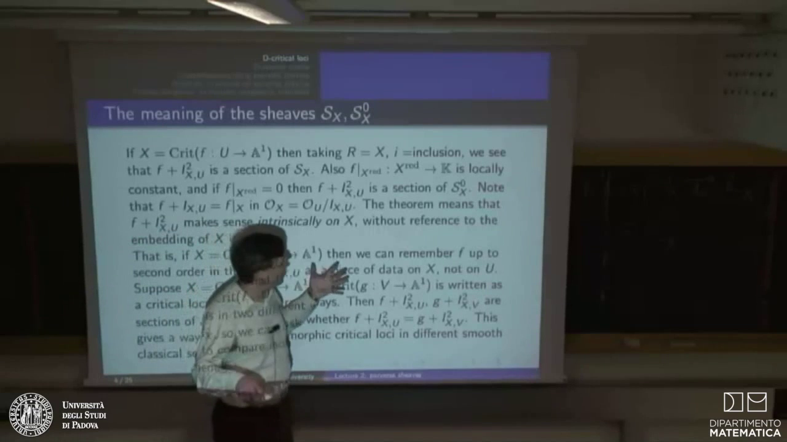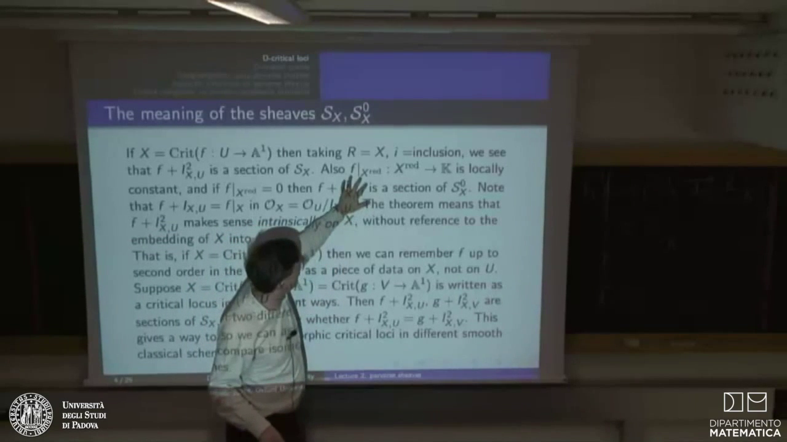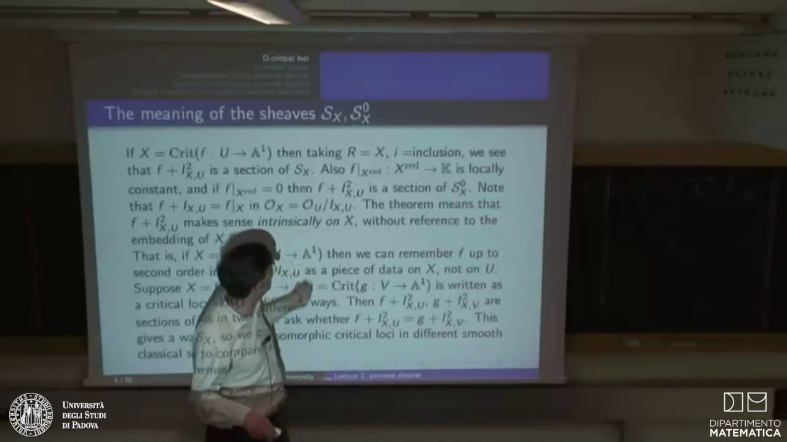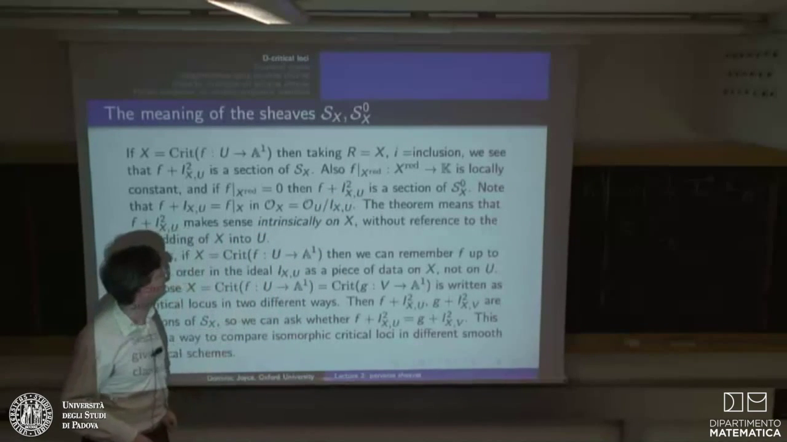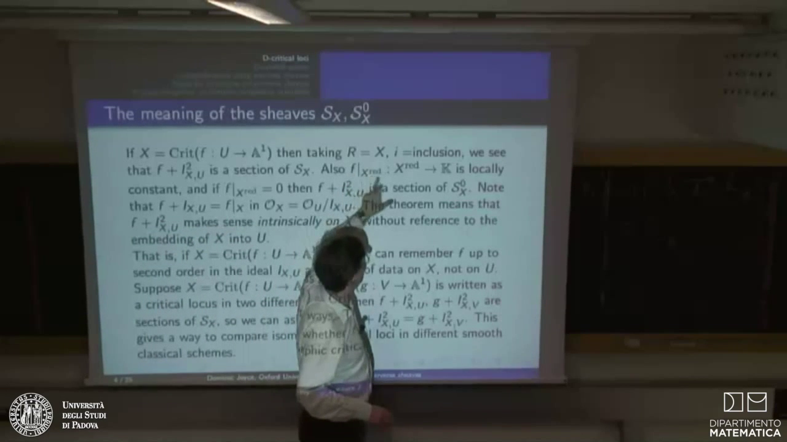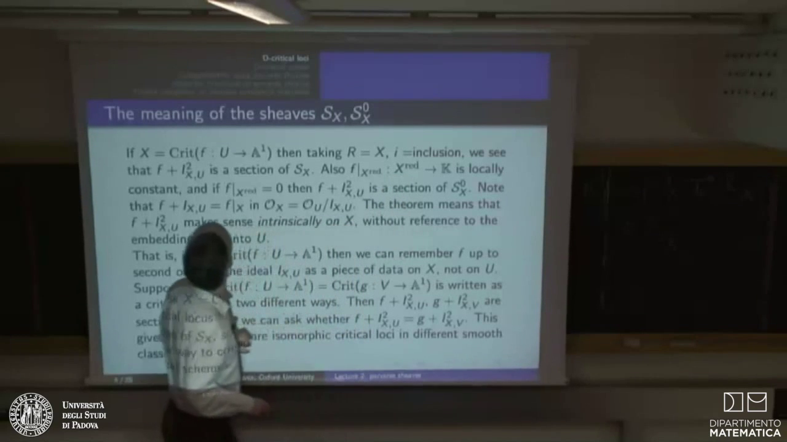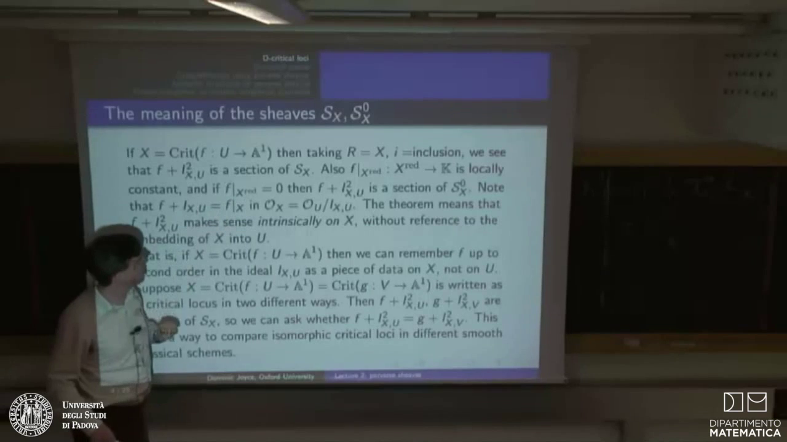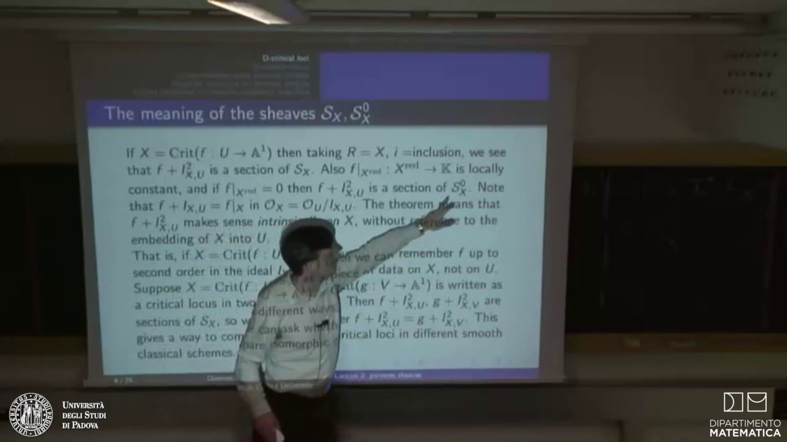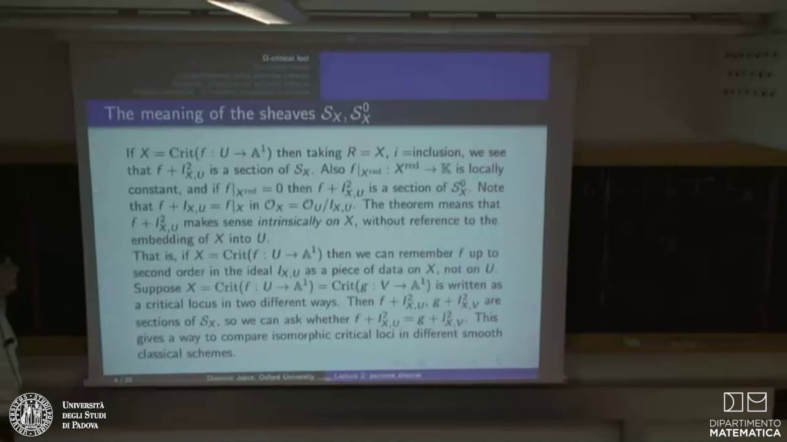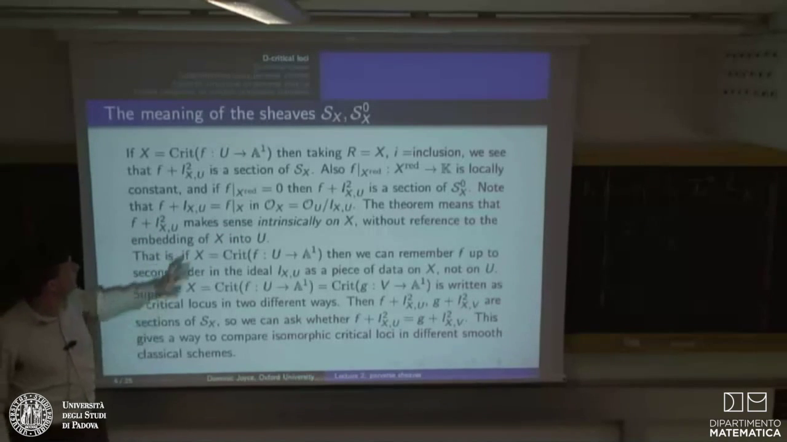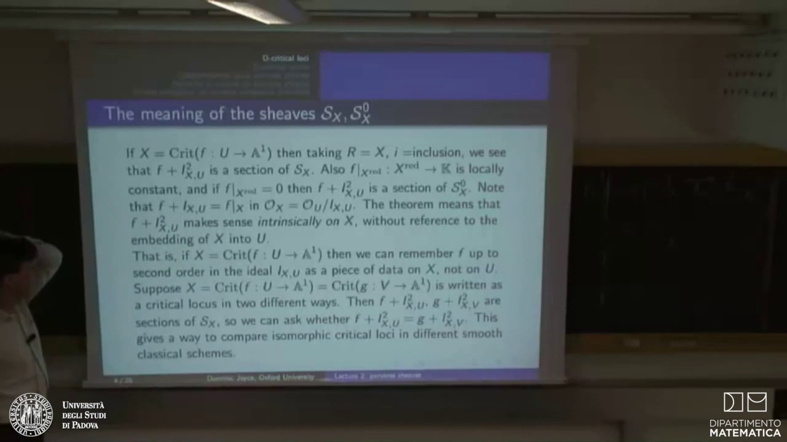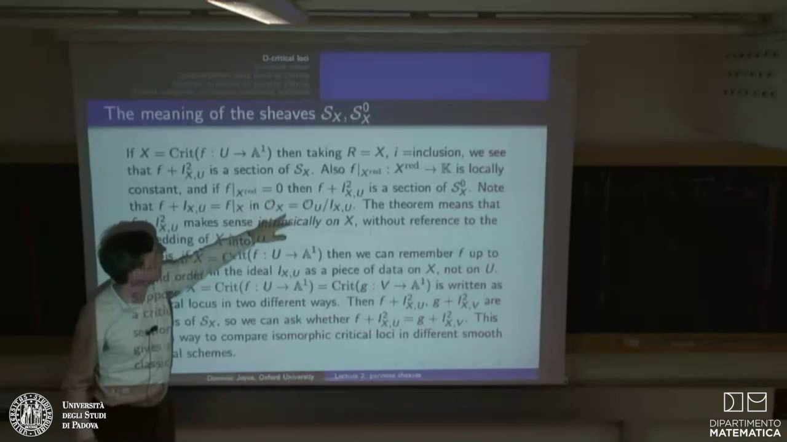Also, this may be slightly confusing if you're thinking about forms or whatever: f is not necessarily constant on df inverse of 0 if X is not reduced. If you restrict to the reduced scheme, then f on the reduced scheme is constant, at least locally, and if f is 0 on the reduced scheme, then f plus I squared is a section of S_X^0. Okay? So S_X^0 is the things where f is 0 on the critical locus. So f restricted to X is just f plus one power of the ideal, and f restricted to X need not be constant if X is not a reduced scheme.